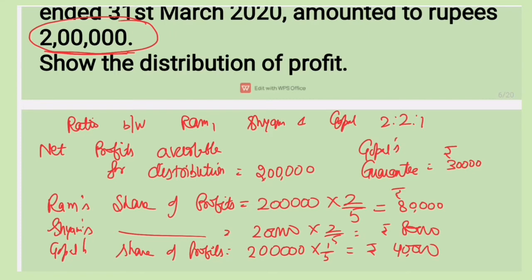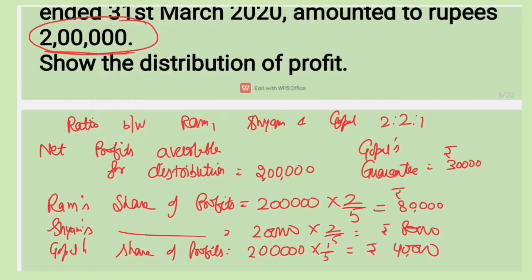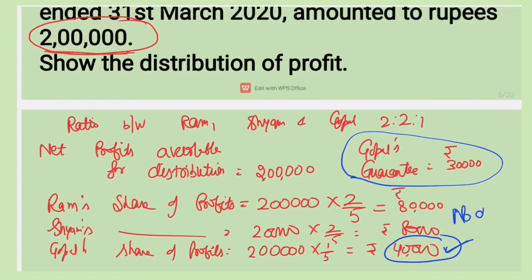Now we have to compare what is Gopal's actual share of profits. If we see it, Gopal's actual share of profits is 40,000 rupees. And what is Gopal's guarantee? It is 30,000 rupees. So here Gopal's actual share of profits is higher than the guaranteed profits. So there is no deficiency in this case, and nothing is to be given extra to Gopal. However, we will transfer rupees 40,000 to Gopal.